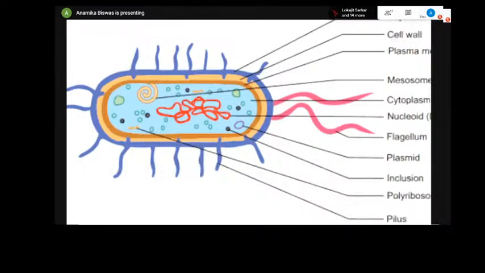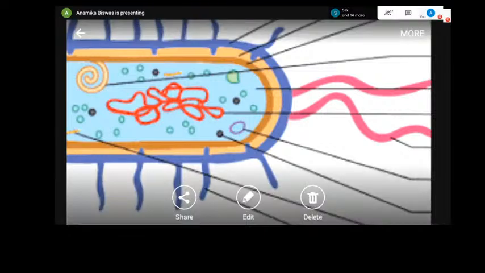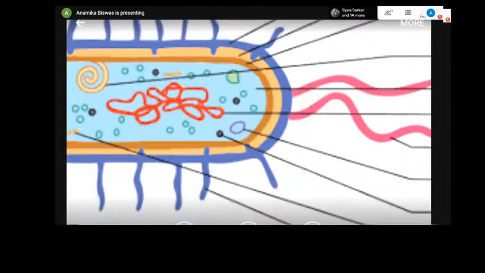Now, in the picture, you can see the thread-like structure that is red in color. It is the genetic material. And in case of bacteria, that genetic material is called nucleoid. So this nucleoid is not bounded by any membrane like eukaryotes. In eukaryotes, the genetic material remains present inside the nucleus. But in case of bacteria and prokaryotes, the nucleoid, that means genetic material, is naked.